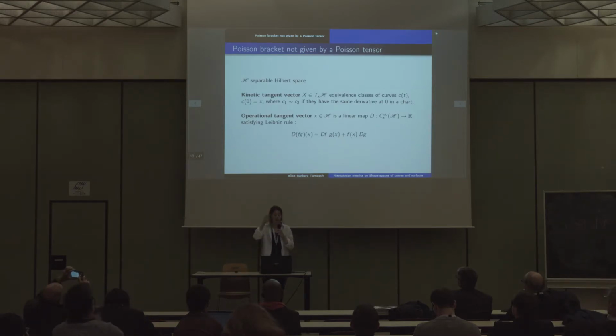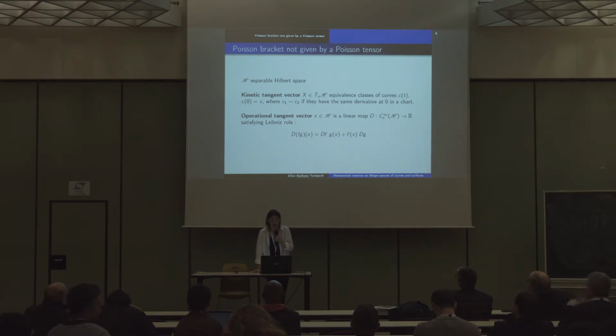So let me start the second story, which will be very short, I think. You start with a Hilbert space, a separable Hilbert space, let's say, and you define the kinematic tangent vector.